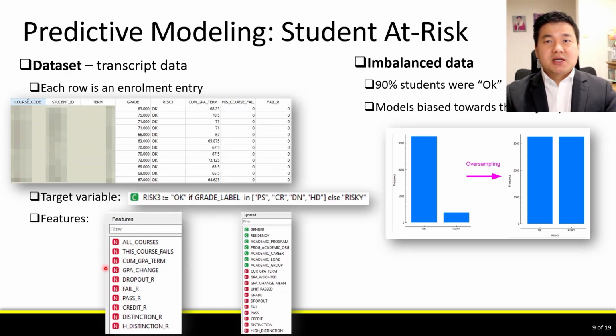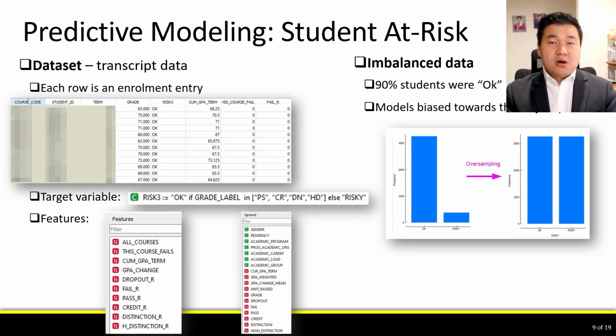The features we are using for our model are the number of courses the student attempted, the number of times the student failed this course previously, the cumulative grade point average or GPA for this term, GPA change from the previous term, dropout rate, fail rate, and so on. We also have many more features that we haven't included in our models, so we may try to use them in the future.